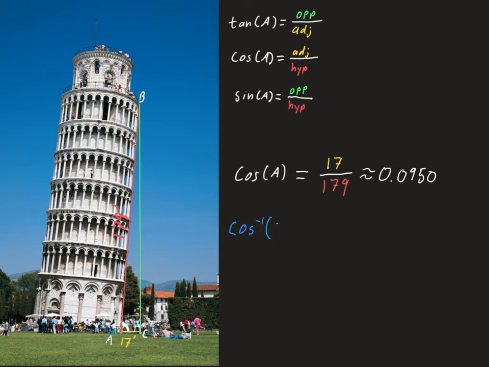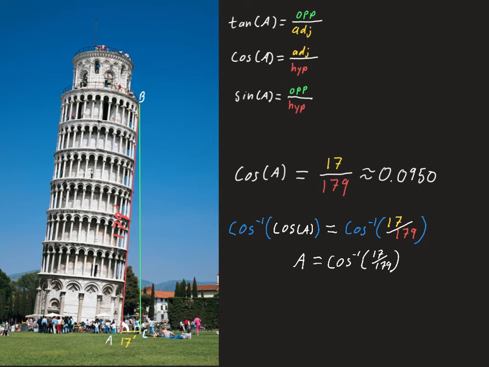So the inverse cosine of the cosine of A will equal, then we're going to take the inverse cosine of the right side also. So the inverse cosine of 17 over 179. Now if we take the cosine of A, then take the inverse cosine of it, it undoes the cosine of A, so it ends up being just A on this side. So A will equal the inverse cosine of 17 over 179.